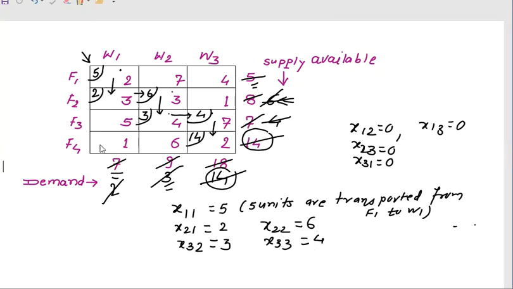And the last row, no unit is transported from F4 to W1. X41 is 0. X42 is also 0. And how many units are transported from F4 to W3? F4 to W3, 14 units are transported. These are called positive allocations.